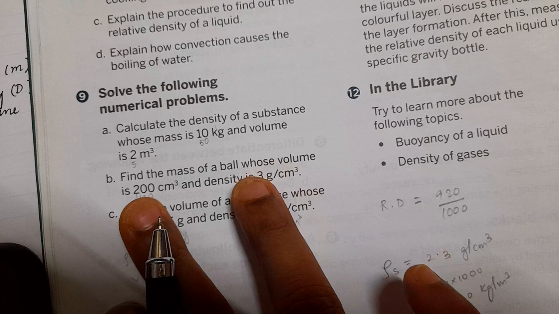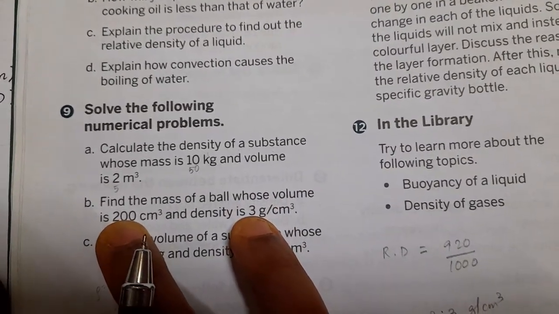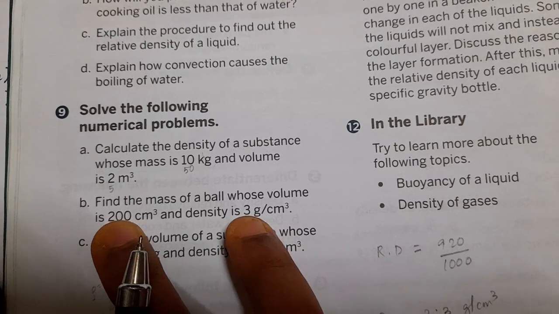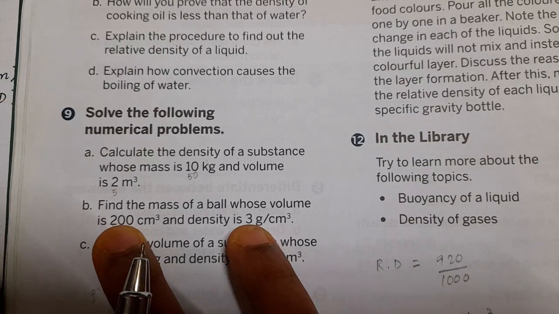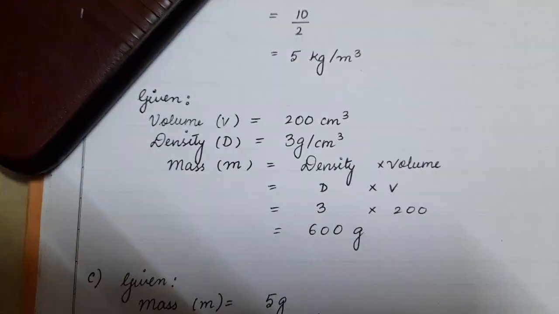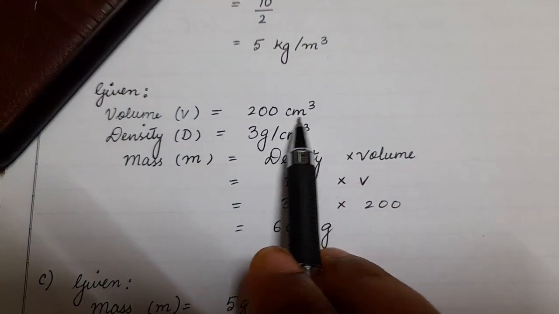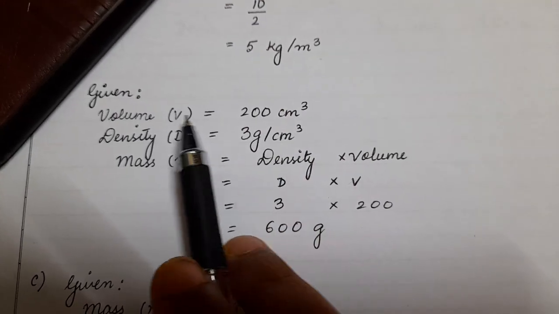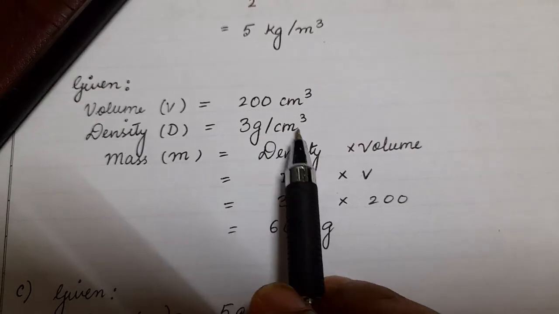Find the mass of the ball whose volume is 200 centimeter cube. So we have to find out the mass of a ball whose volume is 200 centimeter cube and density is 3 gram per centimeter cube. You are given the volume and the density, and we have to find out the mass. You look at the unit: the volume is 200 centimeter cube, and density is 3 gram per centimeter cube.